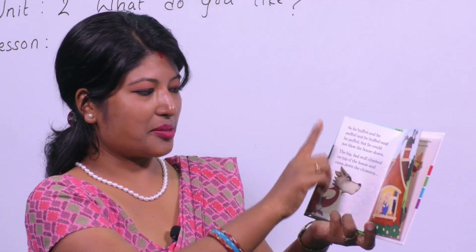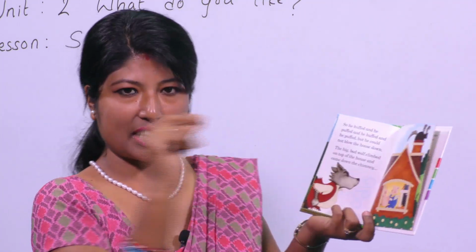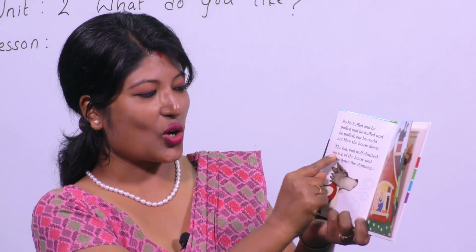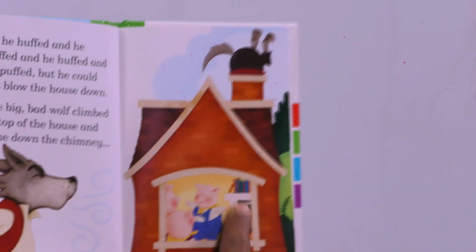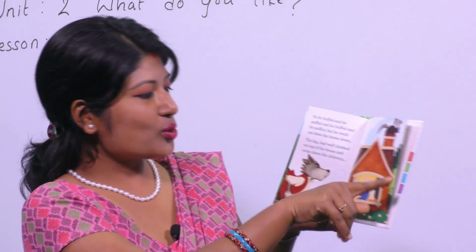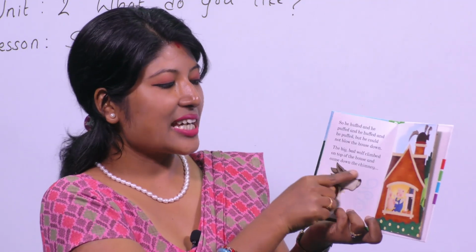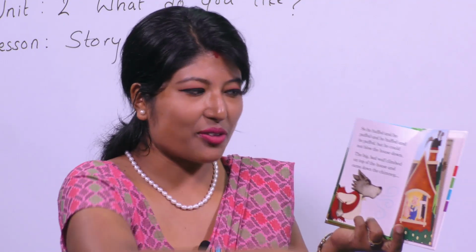But what happened? The big bad wolf got an idea, and what he did, he climbed on the top of the house where there was a chimney, and he came down the chimney.